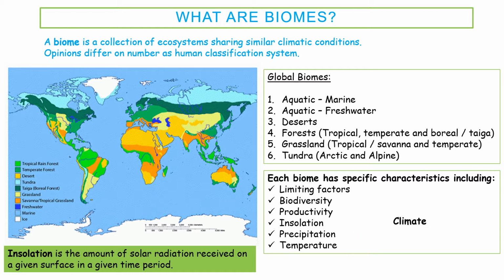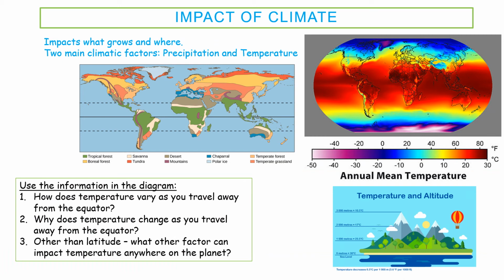Now, continuing with temperature, we need to think about what are the impacts of climate. Well, climate controls what grows where, and that is obviously important. And the two main climatic factors on that list were precipitation and temperature. So obviously temperature is hotter around the equator, as that graph shows there. And also precipitation is going to be higher in certain areas.